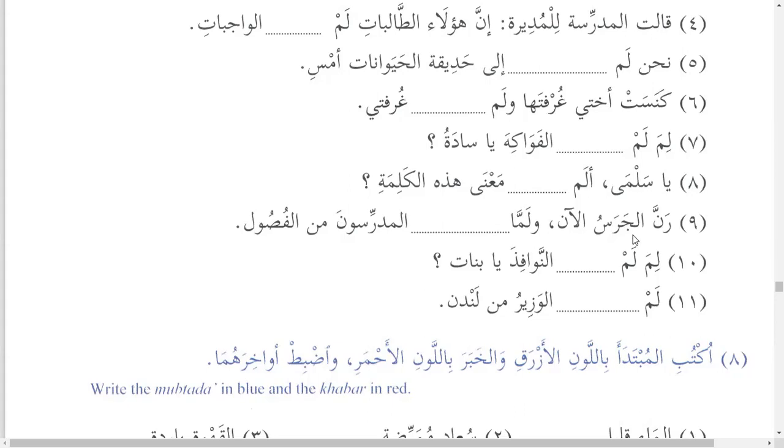And then we have number 9. رن الجرس الآن. The bell is ringing now. يخرج, يخرجوا, right? يخرجون. Noon will be dropped. ولما يخرج المدرسون من الفصول. فصل and the plural is فصول. Who would translate this? Number 9. The bell rang now.